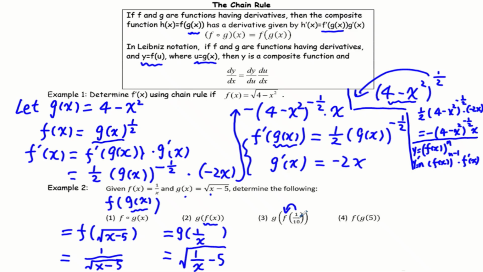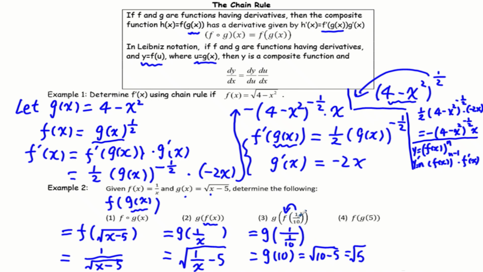So g of f of 1 over 10. So from inside go outside. First the input is 1 over 10 to f. So g of f of 1 over 10: replace x with 1 over 10 in 1 over x. So the reciprocal of 1 over 10 is 10, so we have g of 10. Then we are going to sub 10 into this g of x, so replace x with 10. We have 10 minus 5. Then the final answer is just square root of 5.